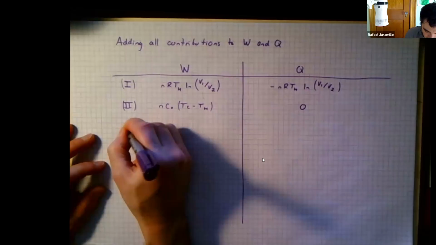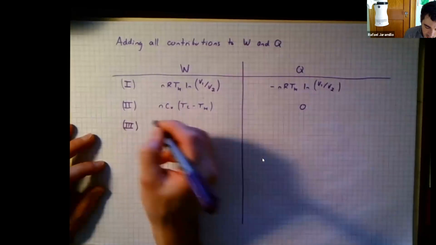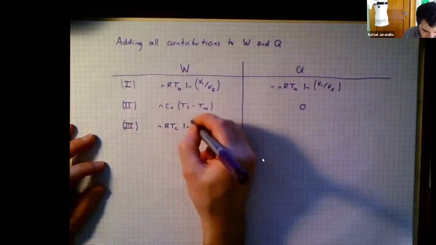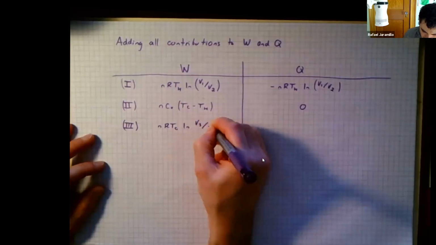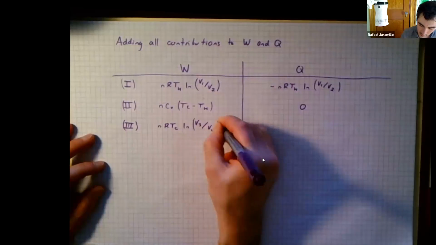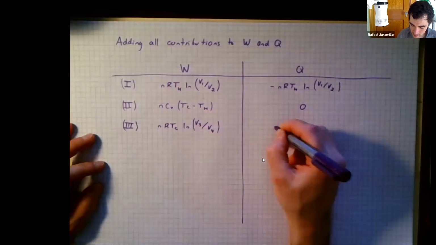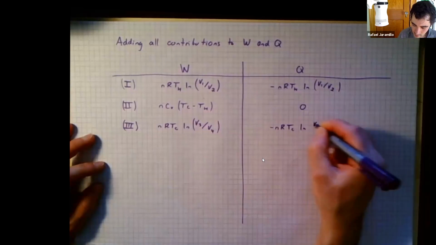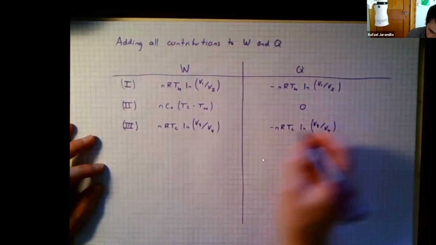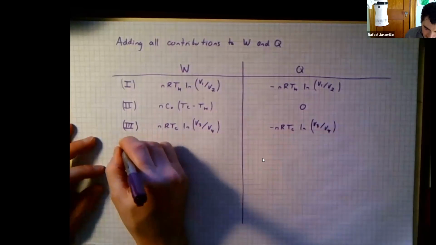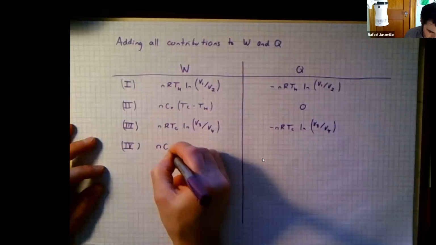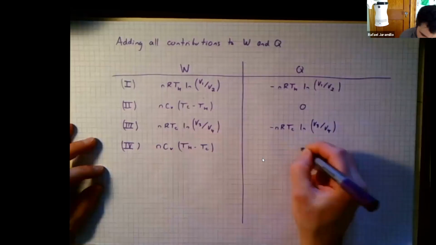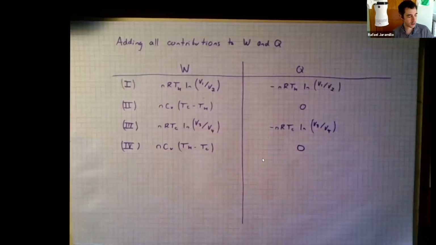3 and 4 are going to be the mirror images of 1 and 2. So for 3, the work is nRT sub cold log V3 over V4. And of course, the heat is going to be the opposite of that, minus nRT sub cold log V3 over V4. And the final leg, which is an adiabat, is going to be nCV (T hot minus T cold). Okay, so that's a table of the contributions to heat and work.